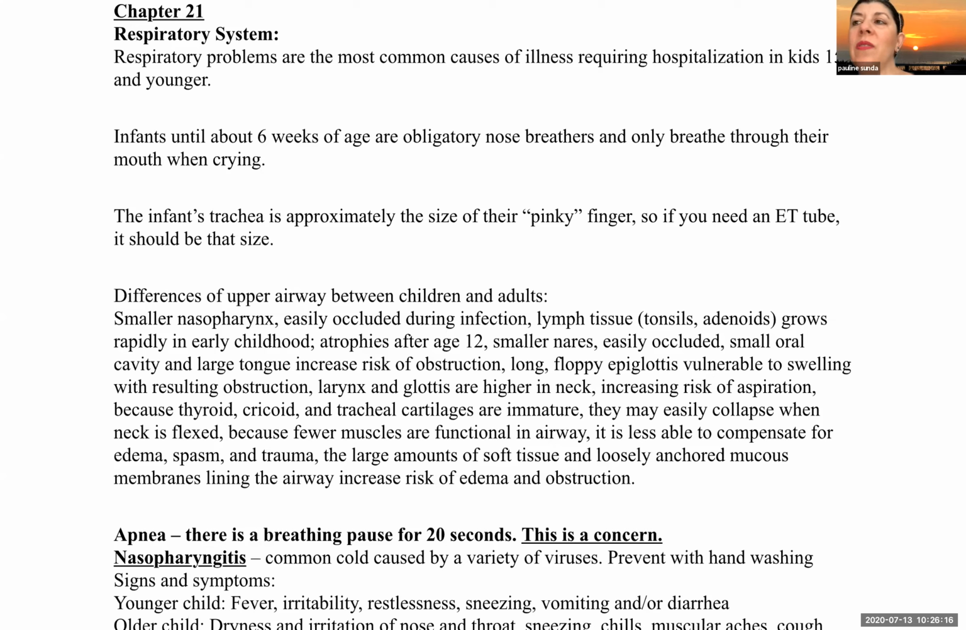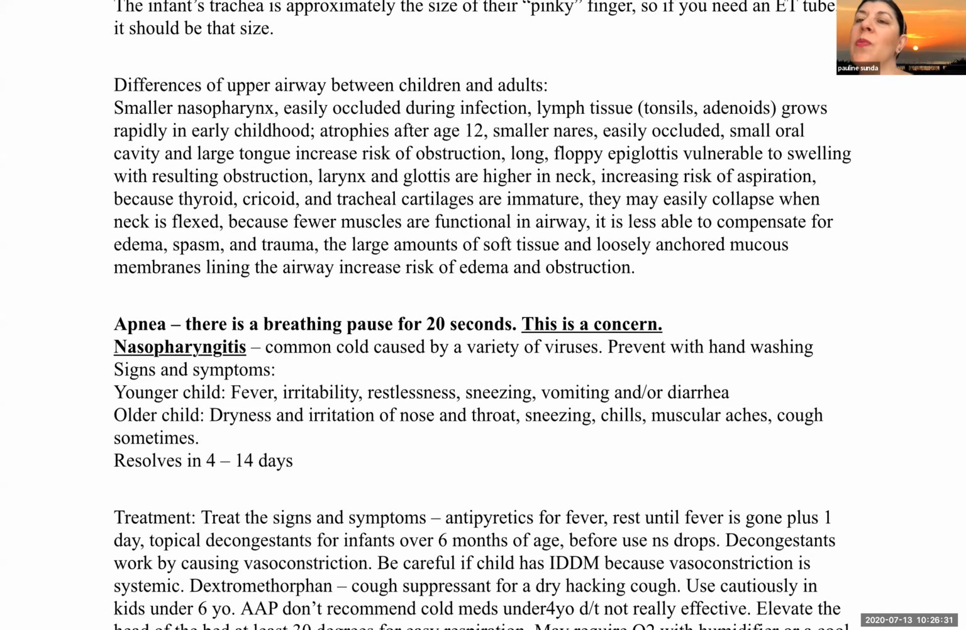Typically, they only breathe through their mouth when they are crying. An infant's trachea is the approximate size of their pinky. So if you need an ET tube, it will be about that size, which if you think about it is very tiny. There are a wide variety of differences between the upper airway of children and adults.